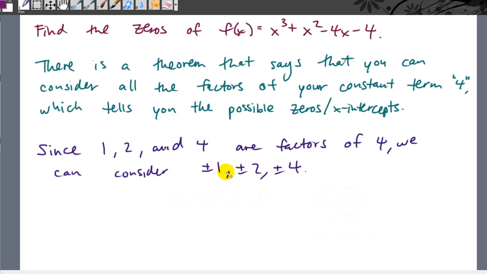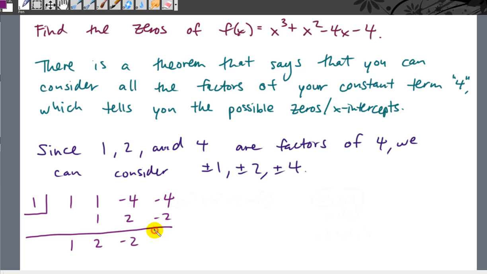So let's try 1. If we try 1 in here, to test it, let's go ahead and perform the synthetic division. So we have 1, 1, negative 4, negative 4. First we drop down the 1. 1 times 1 is 1. 1 plus 1 is 2. 1 times 2 is 2. Negative 4 plus 2 is negative 2. 1 times negative 2 is negative 2. And then what we get out of this is a negative 6.